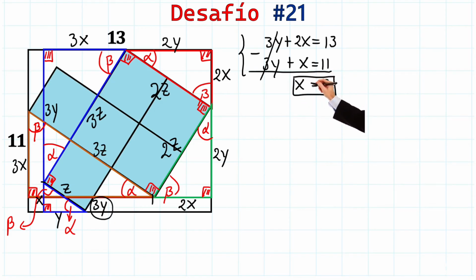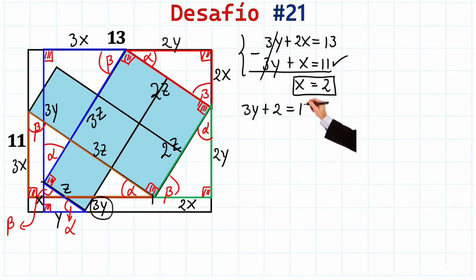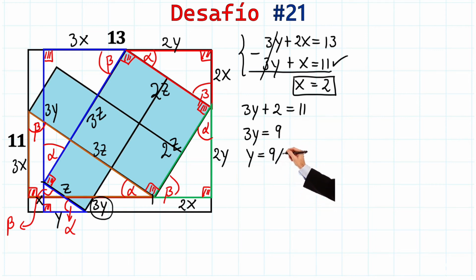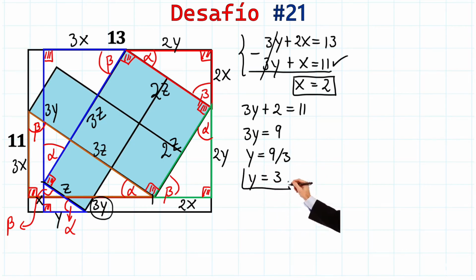Now let's find the value of y by substituting this value into either of these two equations. I'm going to choose this one here. So we have 3y plus x, but x equals 2, and this equals 11. Move the 2 to the other side, and we have 3y equals 11 minus 2, which we know is 9. Very well. Divide by 3 and you get y equals 9 thirds, and 9 divided by 3 has always been 3. Excellent. Fantastic. We have already found the value of y, and with this we can now find the shaded area.